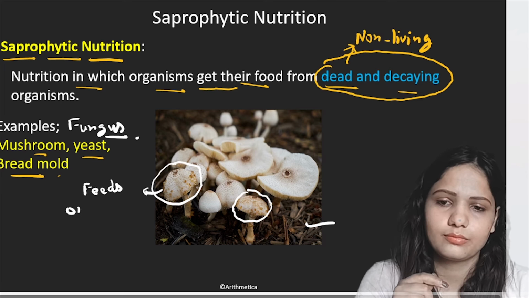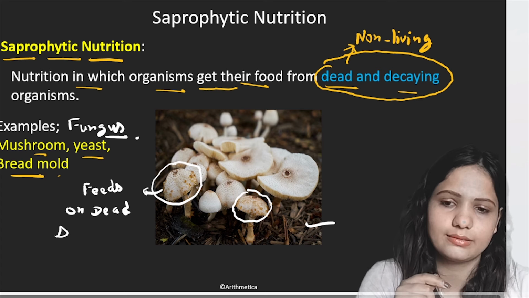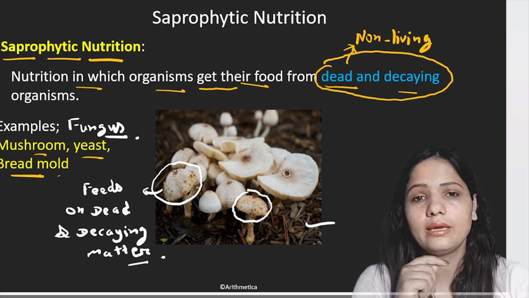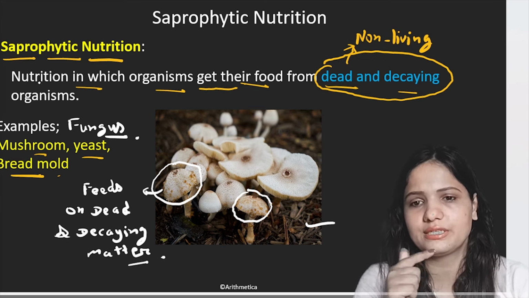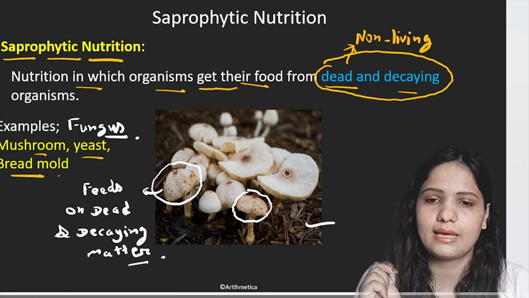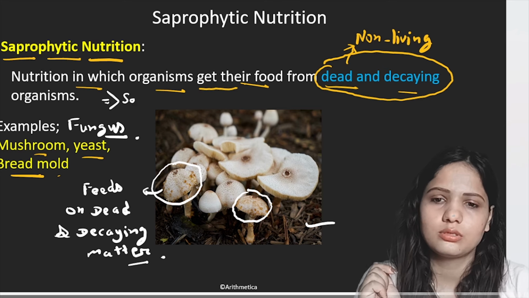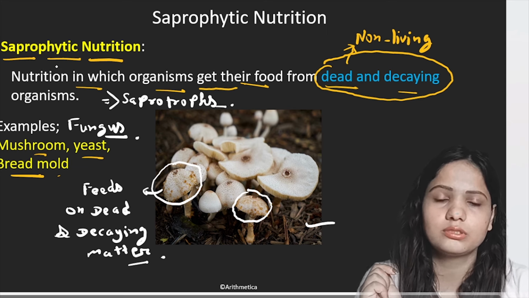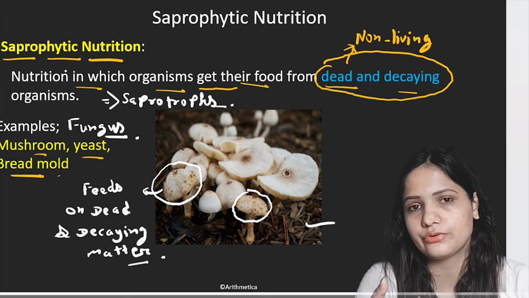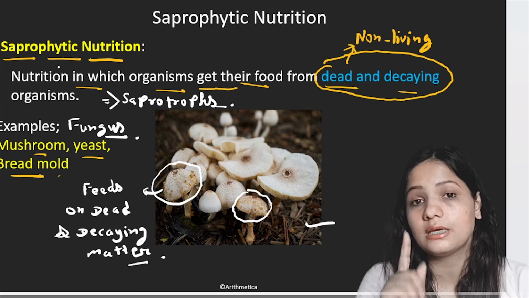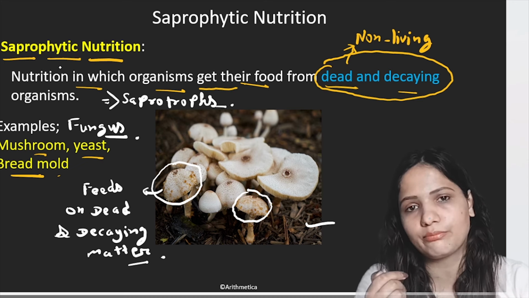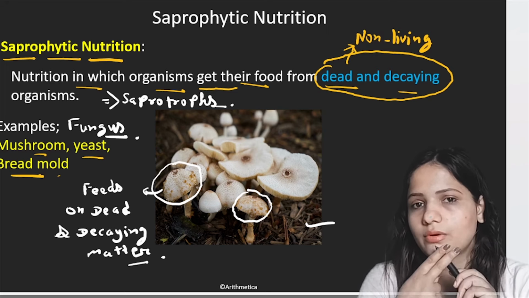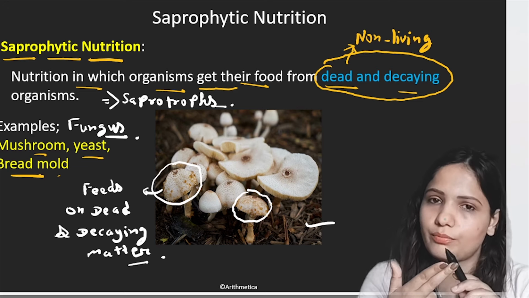They feed on dead and decaying matter. And the organisms which show this mode of nutrition, the saprophytic nutrition, are known as saprotrophs. If anyone asks you what you understand from saprophytic nutrition, you have to give the definition of saprophytic nutrition, in which you have to include the words dead and decaying. Second, you have to tell the examples, which are fungus. Fungus are saprotrophs. And in fungus, you can tell the mushroom, yeast, and bread mold. These are the examples of fungus, and these show the heterotrophic mode of nutrition.